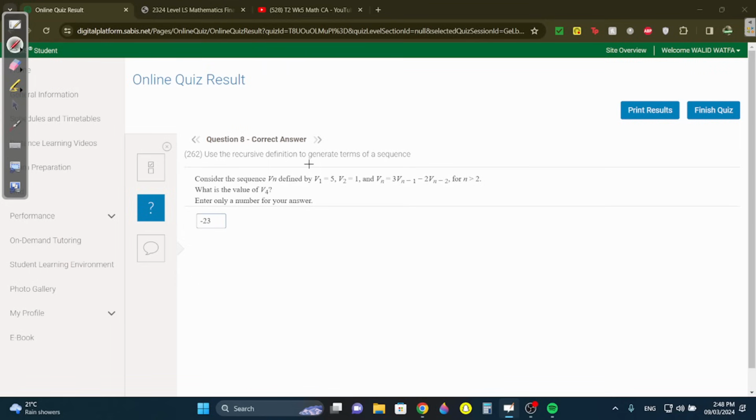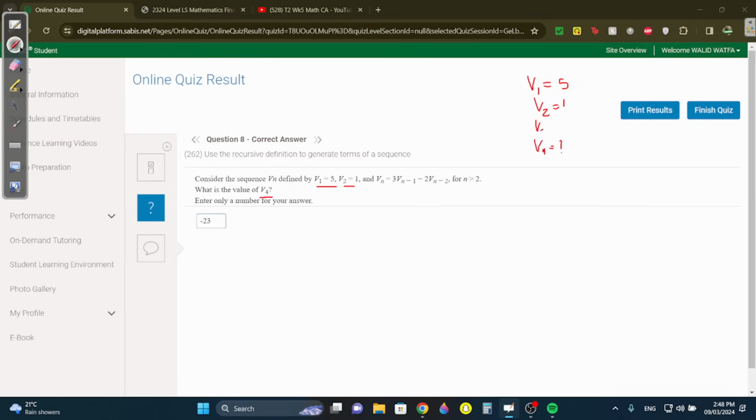This is easy. V1 is 5, V2 equals 1. Vn is 3Vn minus 1, minus 2Vn minus 2. They want you to find V4. Okay, for these ones, whenever you have n minus 1, n minus 2, that means they want you to work your way up. If we have V1 equals 5 and V2 equals 1, they want you to reach V4.